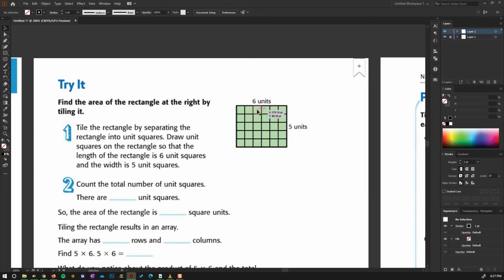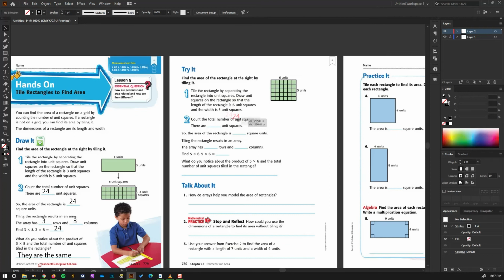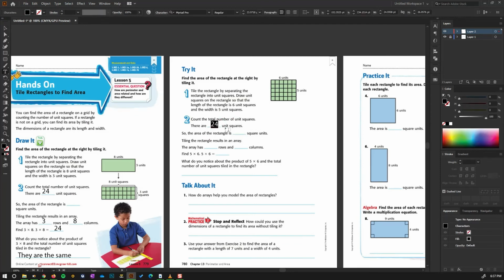There are 1, 2, 3, 4, 5, 6, 7, 8, 9, 10, 11, 12, 13, 14, 15, 16, 17, 18, 19, 20, 21, 22, 23, 24, 25, 26, 27, 28, 29, 30. Alright. That took a long time, but we know there are 30 unit squares inside this rectangle. So the area of the rectangle is 30 square units.